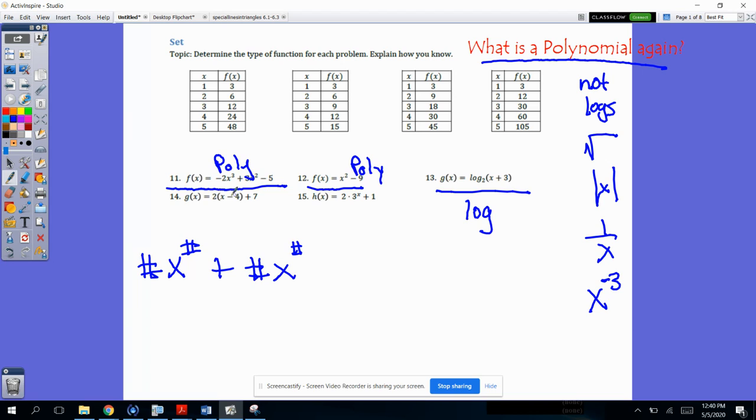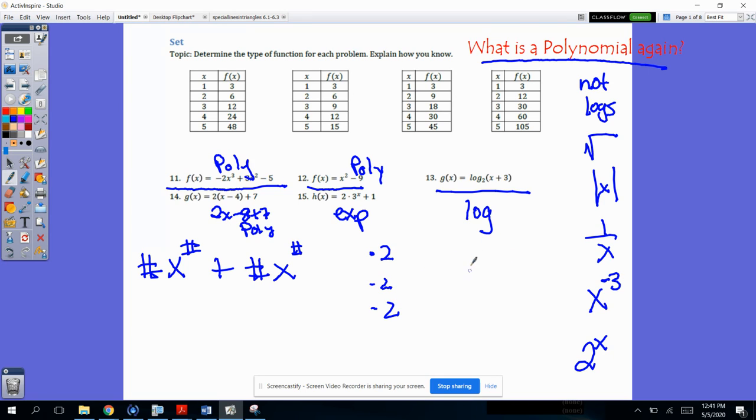This one you would have to clean up first. It'd be 2x minus 8 plus 7. That is linear, so that is a polynomial. This guy, it's not an exponential. This is an exponential. Remember, exponentials show up if you looked at a table as going times 2, times 2, times 2. Their rate of change would grow very fast.